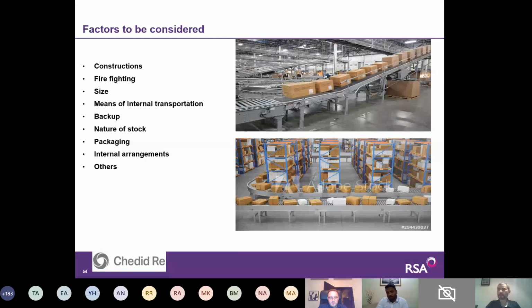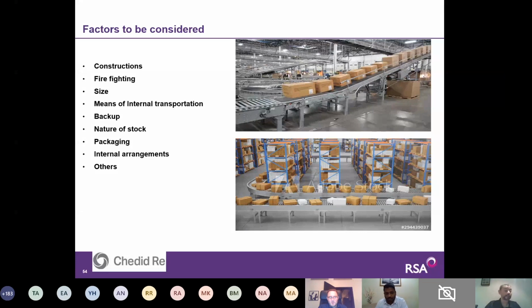Size, massive. We don't have control over what's being stored inside. Means of internal transportation: you see belt conveyors. It takes the fire that started here and transfers it to the last corner in the warehouse. If a fire starts on the belt itself due to friction, high temperature, metal, rubber, and it happens in the middle of the belt, it will go somewhere else in no time. Do I have a backup plan? Do I have a backup place?